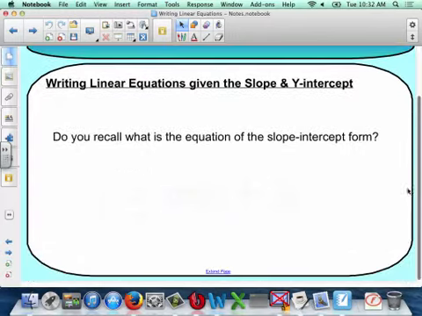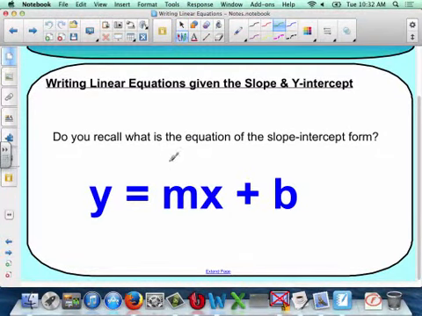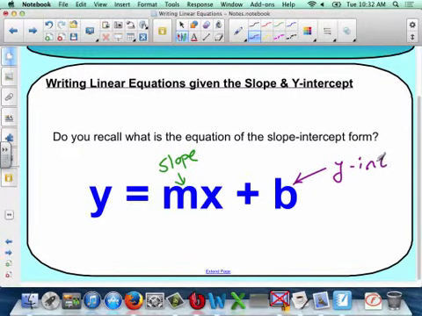Alright, so what do you guys know? What is slope-intercept form? This is coming all the way back from algebra 1. What is slope-intercept form? Lucas. Y equals mx plus b. What is the m? That's our slope. What is the b? Not the base. It's the y-intercept, right?